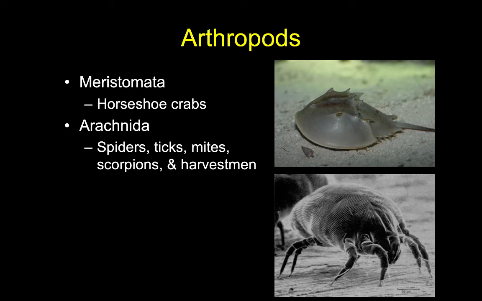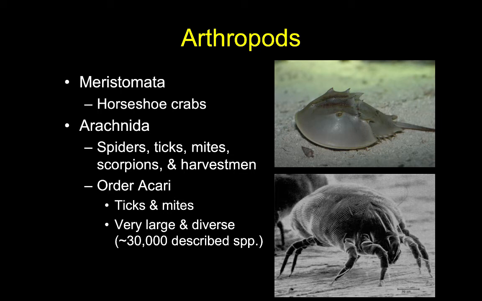The arachnids are the other main group of arthropods that we're going to look at. So this is the spiders, ticks, mites, scorpions, and harvestmen. The arachnids are then broken up into two orders, the Acari and the Araneae. So the Acari represent the ticks and mites. In the ticks and mites, there's about 30,000 described species of these organisms. They're always, for the most part, pretty small.